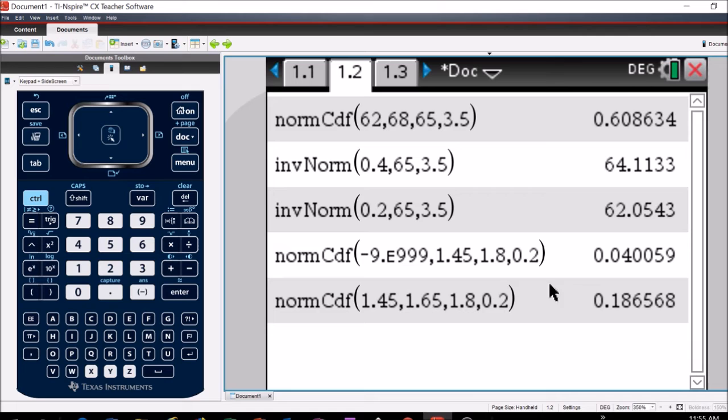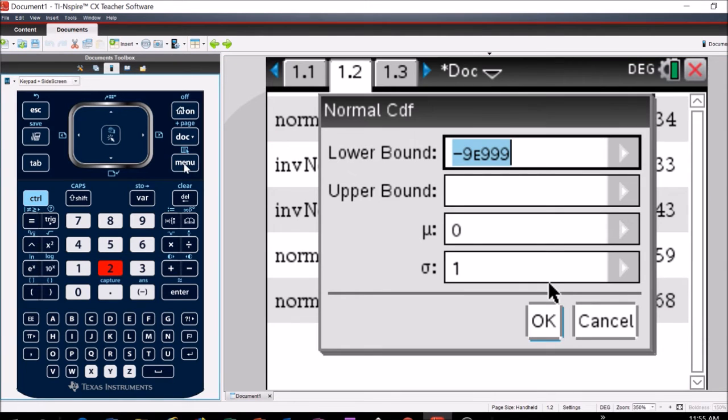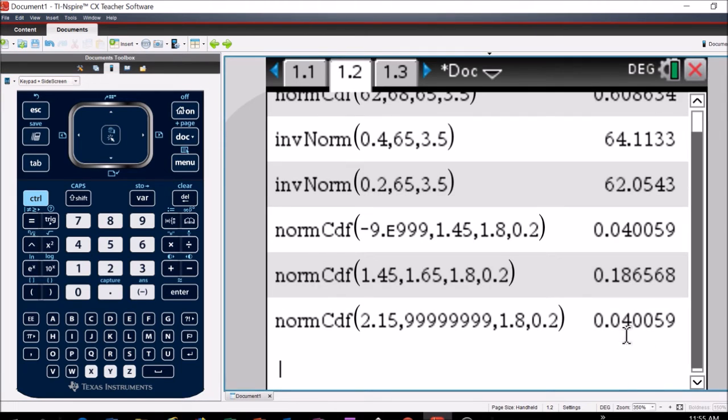Let's do part C. So menu 552. In this one, our lower is going to be 2.15. And remember, for upper, you just type a whole mess of 9s if it goes to infinity. And then 1.8 and 0.2. And this is probably going to be a smaller number as well. Yeah, again, 4%, or 0.04.